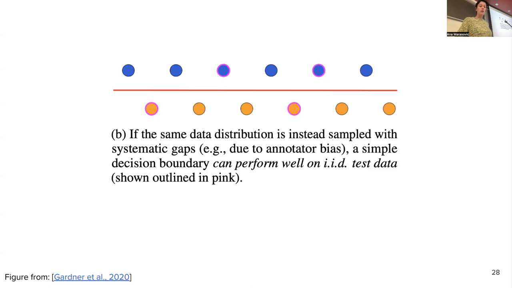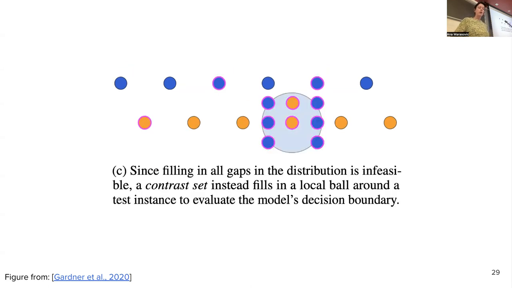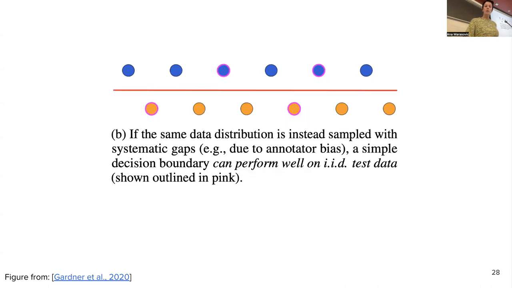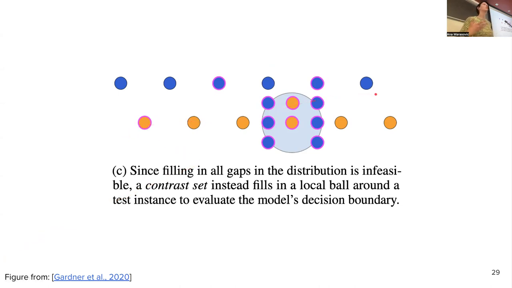So if we can't fill all the gaps, what we can do is, for the evaluation instances we have, fill in the neighborhood around those instances. And we should require that our models are correct in those local neighborhoods around each one of our evaluation points. If we had 100 evaluation points and we take their local neighborhoods, we still won't fill all the gaps, right? But think about how this simple boundary here will behave. It will cross these blue points and it won't be the proper solution for our task. So it's much better than assuming that our test instances are independent.